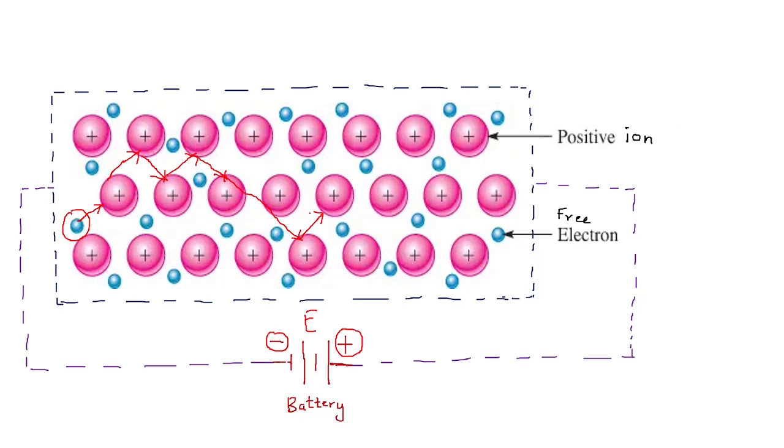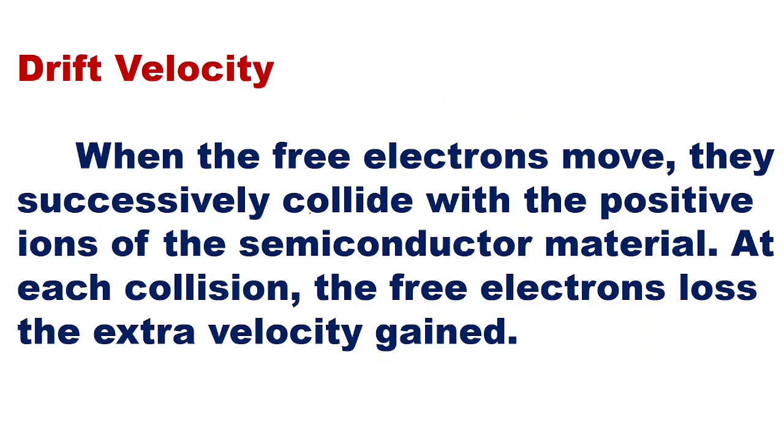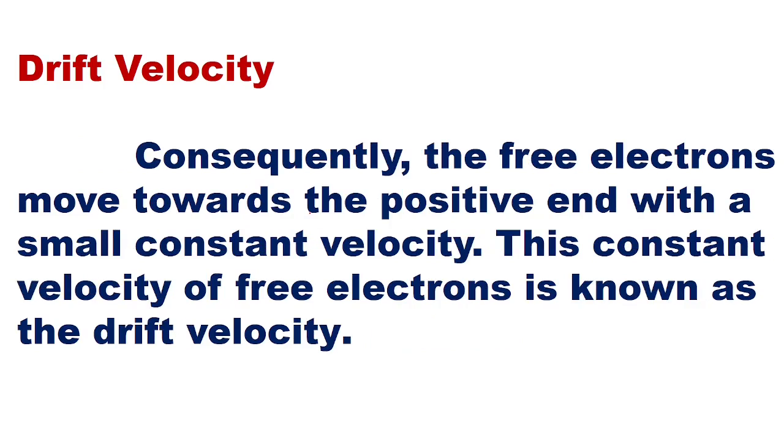Now we can define what drift velocity is. When the free electrons move, they successively collide with the positive ions of the semiconductor material. At each collision, the free electron loses the extra velocity gained, and consequently the free electrons move towards the positive end with a small constant velocity. This constant velocity of the free electron is known as the drift velocity.